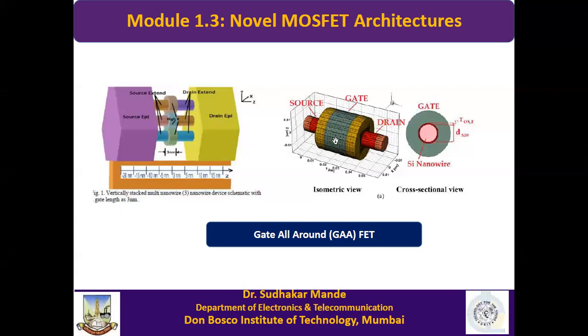Whatever you see, this gate is wrapped around that nanowire. This is called a nanowire. Whatever you see, this is a cross section. This is an isometric view. This is also an isometric view.